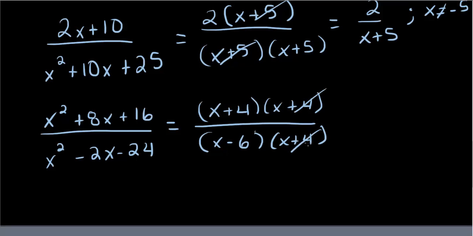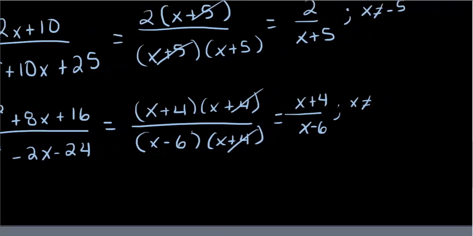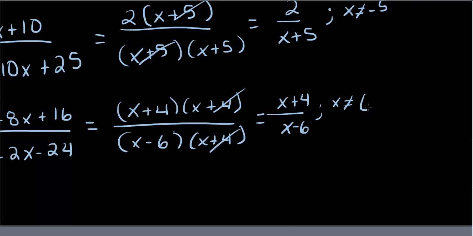We cancel an x plus 4. The answer is x plus 4 over x minus 6, and x is not 6, and x is not negative 4. So even though it was canceled here, we still write it down.